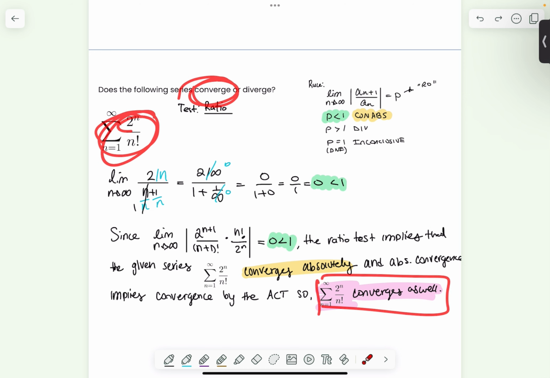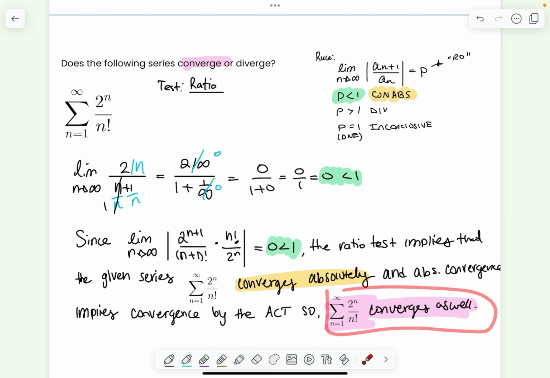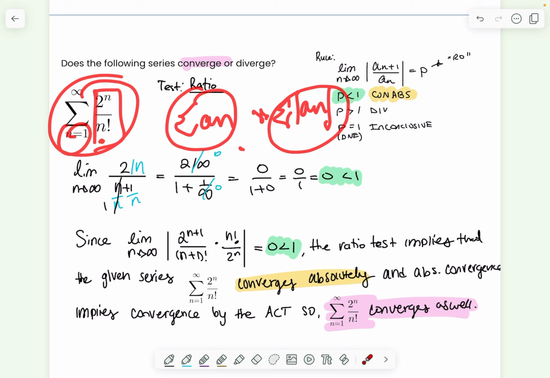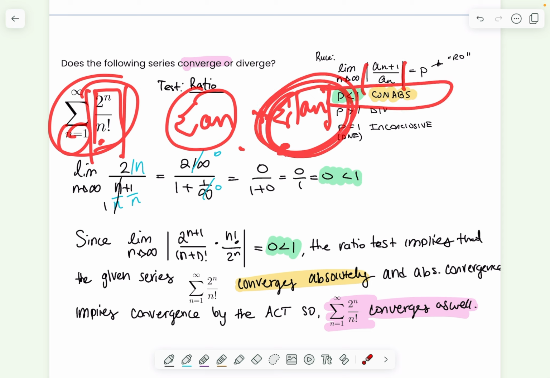This series converges. This pink part is always our extra step when we're dealing with absolute value, because when we have absolute value, that means we're no longer dealing with the given series, we're dealing with the corresponding positive series. Sometimes they're the same, but sometimes they're different. In this case, both of these are the same because this is already a positive series. So even if you put absolute value, it's still the same. But regardless, if you use absolute value, you have to use this rule.